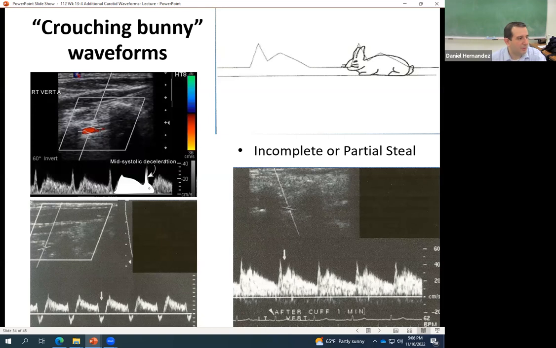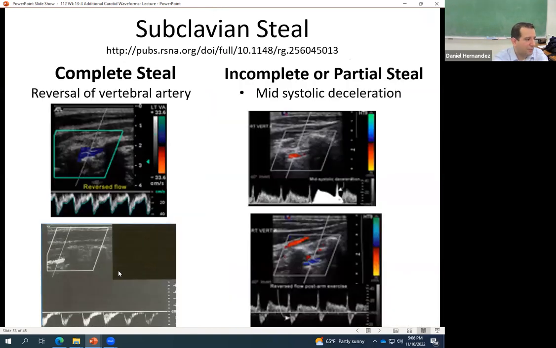Just recognizing when we're imaging our vertebral, this indicates a partial steal. So you always want to compare this to your common carotid vessel. Particularly in cases of complete steal, you want to make sure your transducer isn't flipped the wrong way, that your notch is in the correct position. So just always double check yourself.